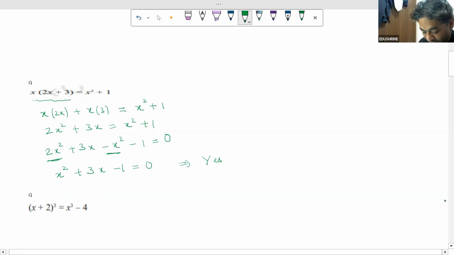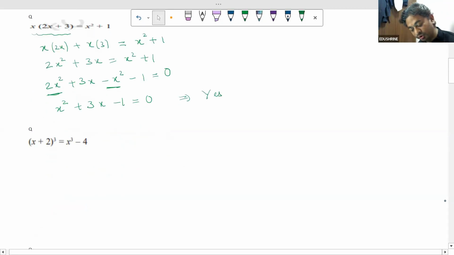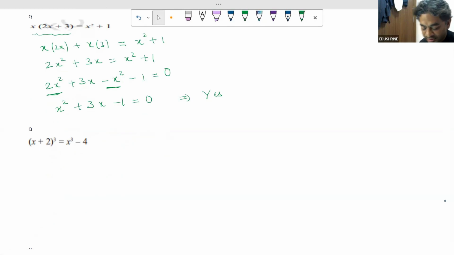Now you have to try the next question. X plus 2 whole cube is equal to x cube minus 4. Look into this. X plus 2 whole cube equal to x cube minus 4. Try this.